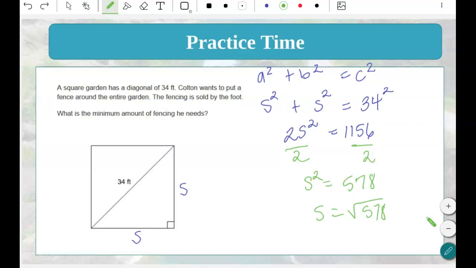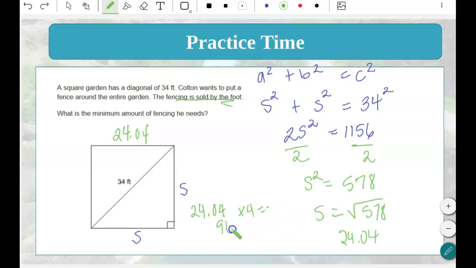Now, it's important that we keep the 24.04 because he's measuring the fencing sold by the foot. So each side is 24.04, and there are 4 of them. So you can't just drop off that 0.04 and round it to 24. So if I do 24.04 times 4, that's going to give me the total amount of fencing needed. Actually, you can just put it into your calculator, times 4, and it comes out to approximately 96.17. And it's okay, just around that.